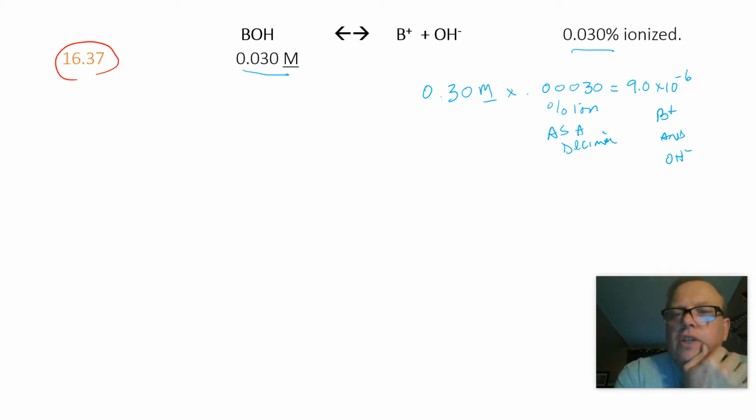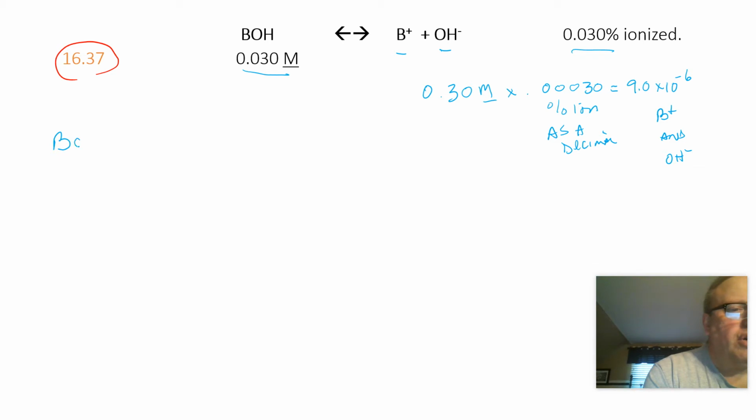Some of you did this and immediately realized, I don't even need a nice chart for this. I've got everything I need, but I'm going to do it anyway. Okay, a couple other concepts. Because this thing's falling apart, we get the same amount of both of these things. So because it's 0.03% ionized, you simply take that initial concentration times the percent ionization as a decimal, and you get both things here. All right, so let's set up the ICE chart.